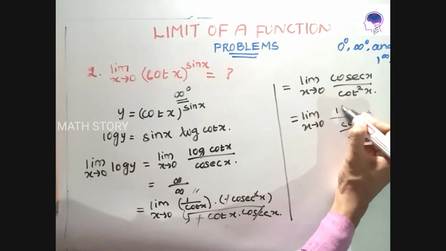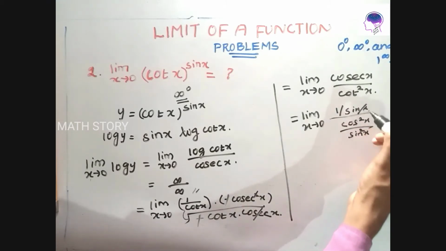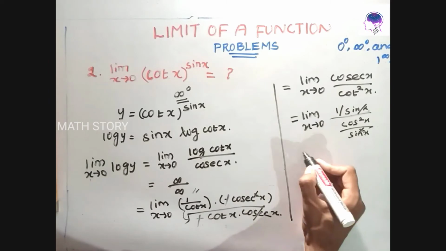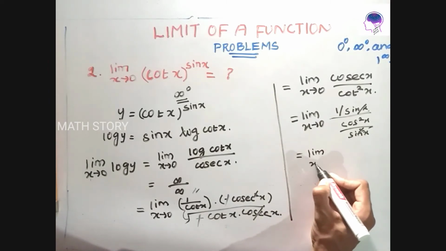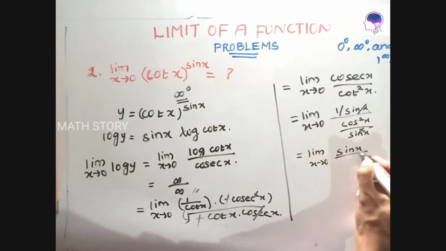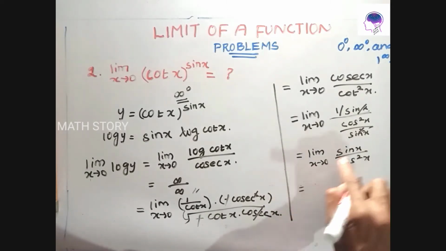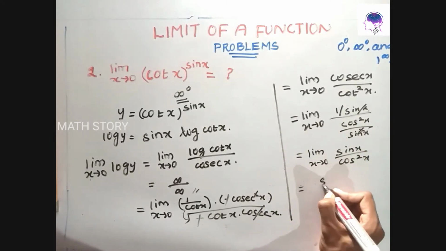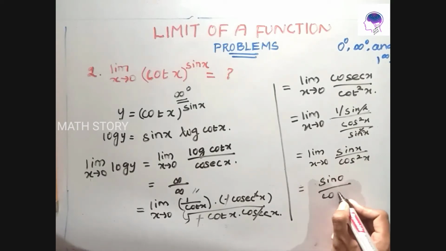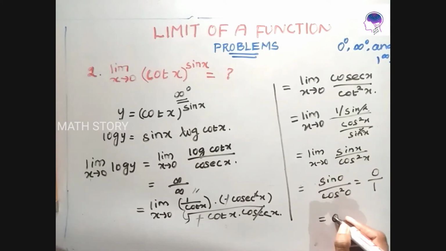And we can write cosecant x as 1 by sin x. We can cancel out the sin x here. Then finally we get the limit as x extends to 0 of sin x divided by cos square x. We apply 0 right now. We get sin 0 divided by cos square 0. Here the value of sin 0 is 0 and the value of cos 0 is 1. That means 0.